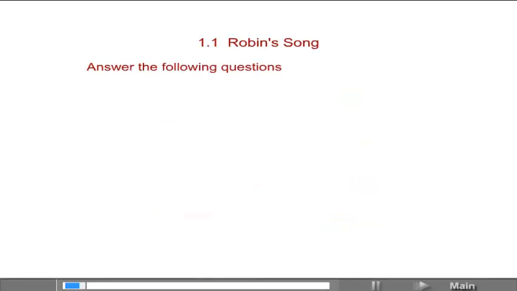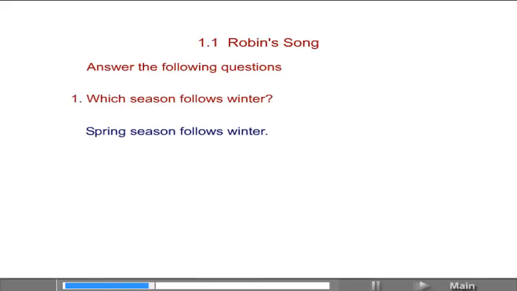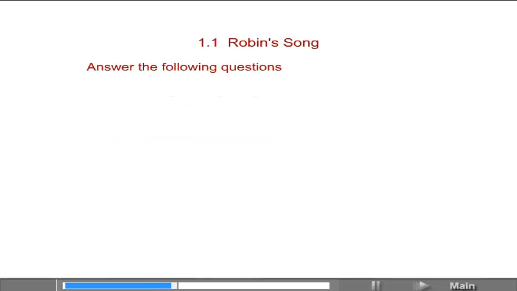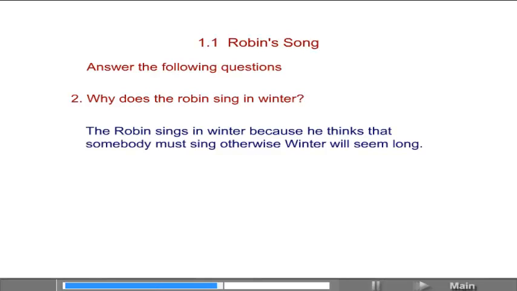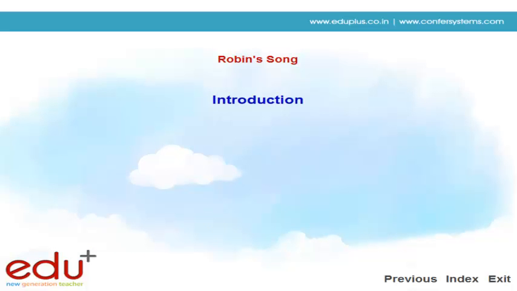Answer the following questions. Which season follows winter? Spring season follows winter. Why does the robin sing in winter? The robin sings in winter because he thinks that somebody must sing, otherwise winter will seem long. The topic Robin's song is finished.